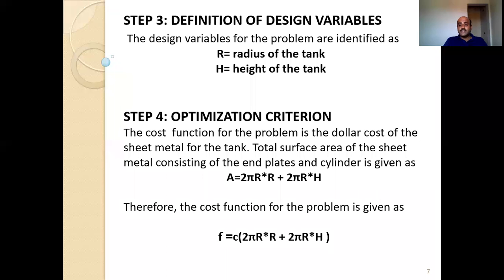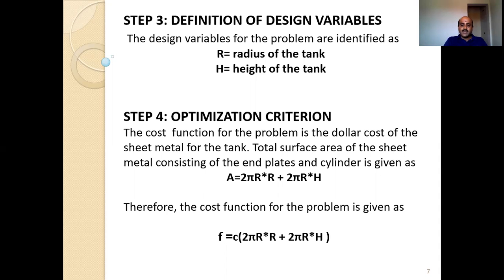Defining a design variable is the most important thing. The design variables for the problem are identified as R equal to the radius of the tank and H equal to the height of the tank. Step 4, optimization criterion. The cost function for the problem is the dollar cost of the sheet metal for the tank. The total surface area of the sheet metal, consisting of the end plates and cylinder, is as I was talking about in yesterday's class.